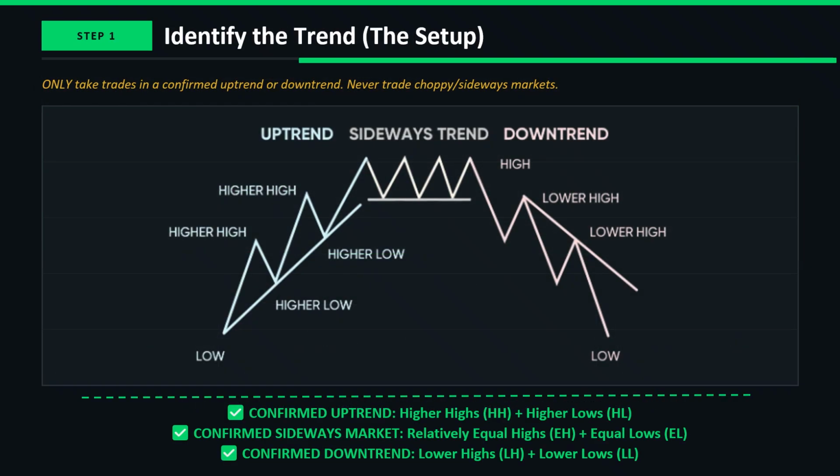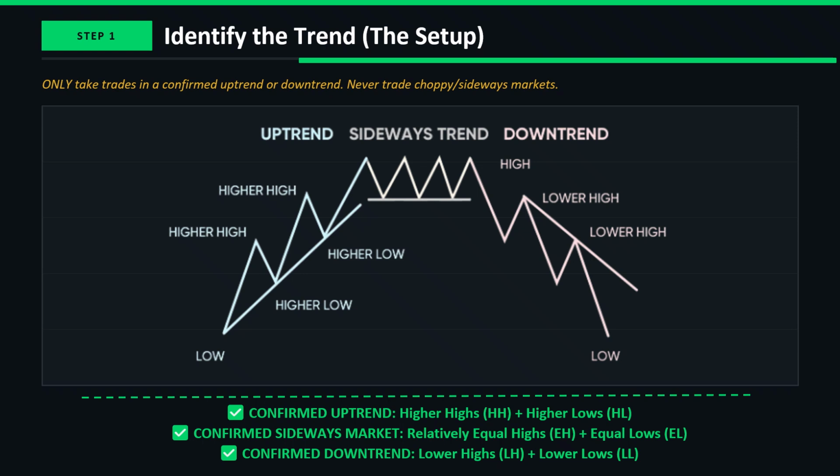So, step 1, and this is the most critical step, identify the trend. You will only take trades in a confirmed uptrend or a confirmed downtrend. If the market is choppy and moving sideways, you do nothing. Look at the chart on the left. A confirmed uptrend is a series of higher highs, HH, and higher lows, HL. The peaks are getting higher, and the valleys are getting higher. That's our green light to look for buying opportunities.